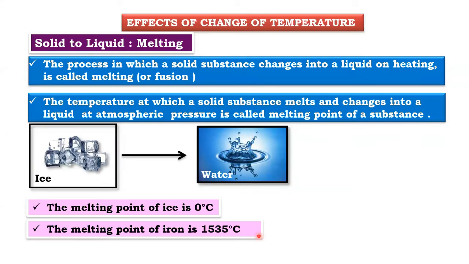Why? Because our room temperature will never rise to a point as high as 1535 degrees Celsius, which is an extremely hot temperature, right? And that is why water is liquid at room temperature and iron is solid at room temperature. I hope you've understood this well.